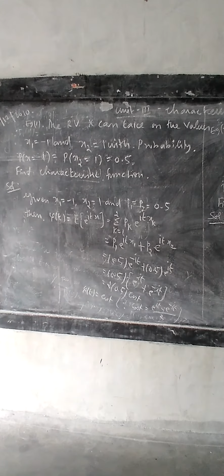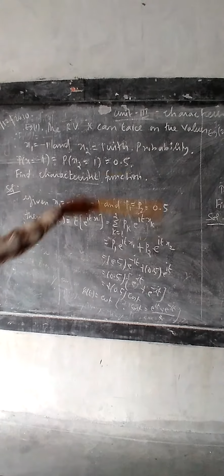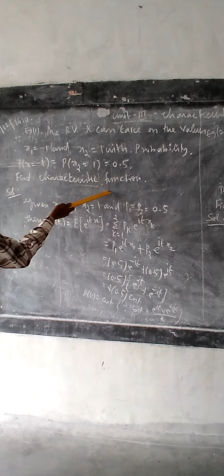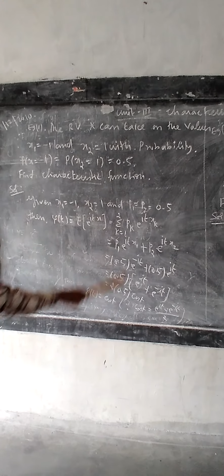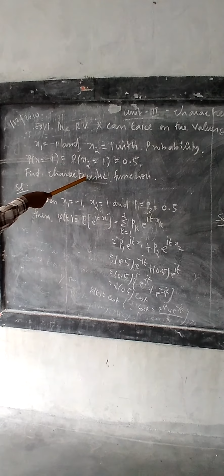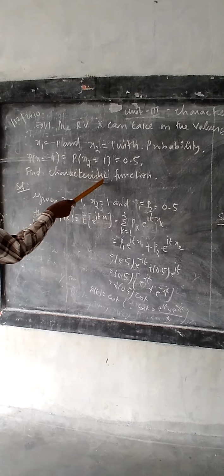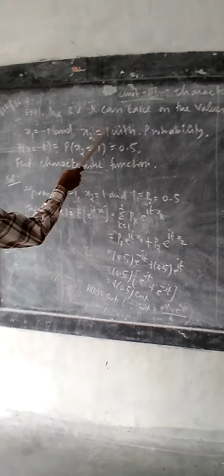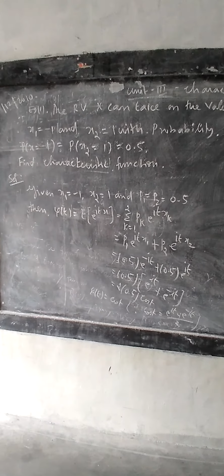This is one of the properties of the characteristic function. The probability mass function is given, and you have to find out the characteristic function. Another property is that the characteristic function is given, and you use the inverse theorem of the characteristic function. You can find out the probability mass function. These are the uses of the characteristic function.